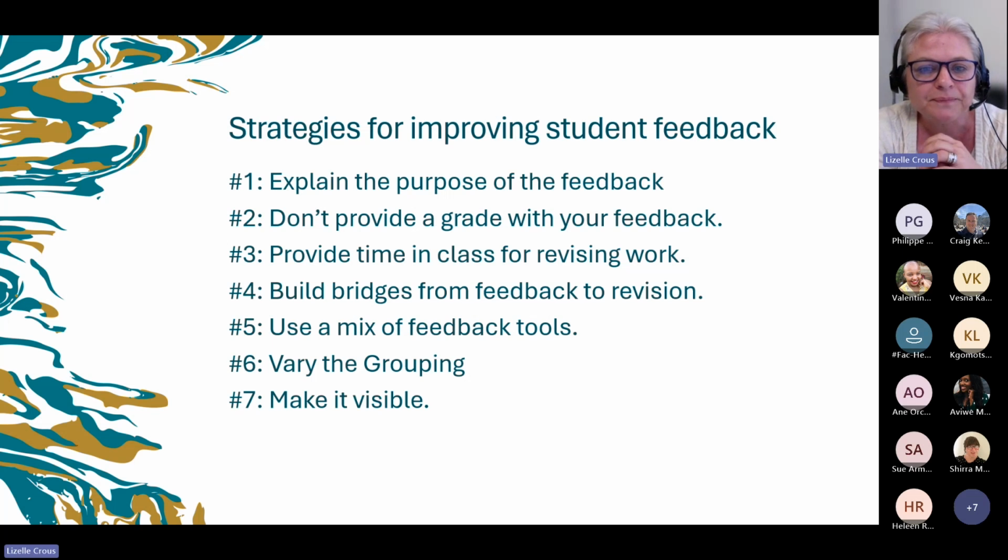The fifth one speaks to using a mix of feedback tools. So if I may ask, what type of feedback are you familiar with and are you currently using? When are you using feedback?